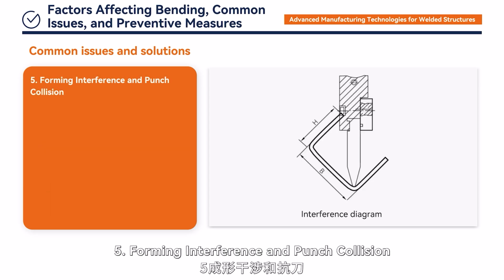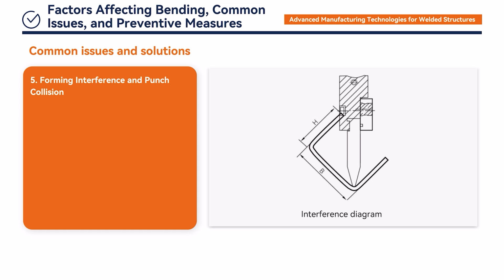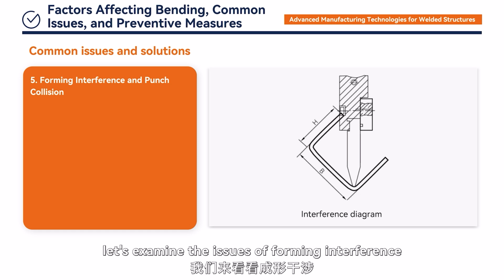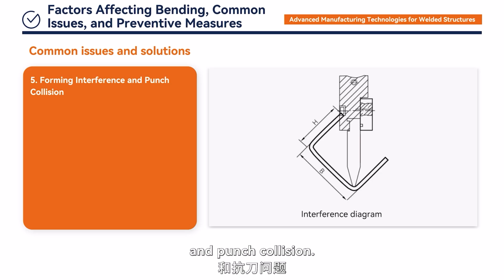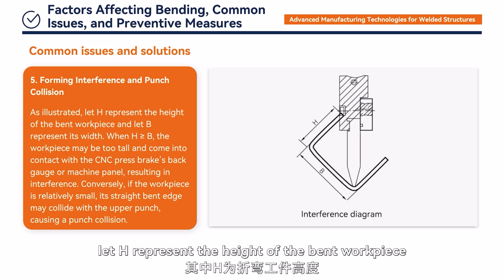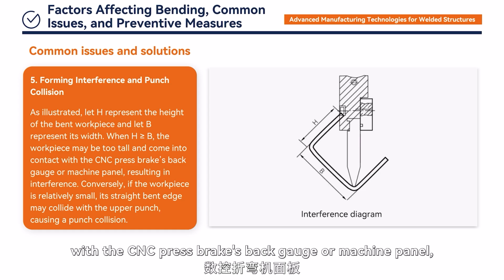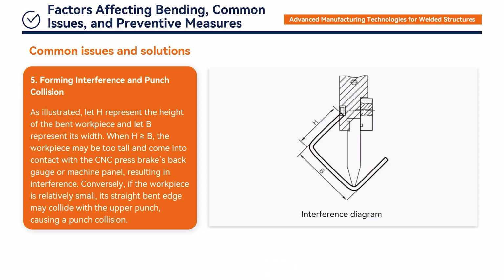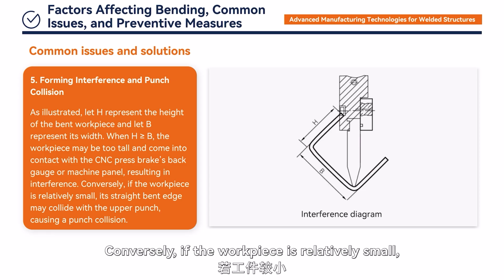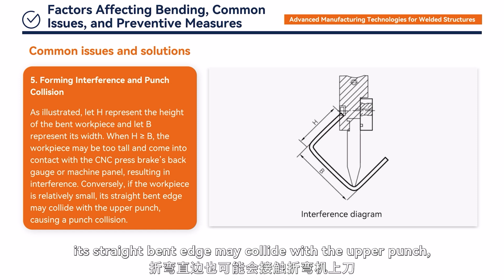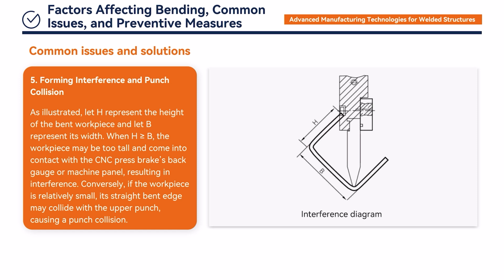5. Forming interference and punch collision. Finally, let's examine the issues of forming interference and punch collision. As illustrated, let H represent the height of the bent workpiece, and let B represent its width. When H is greater than or equal to B, the workpiece may be too tall and come into contact with the CNC press brake's back gauge or machine panel, resulting in interference. Conversely, if the workpiece is relatively small, its straight bend edge may collide with the upper punch, causing a punch collision.